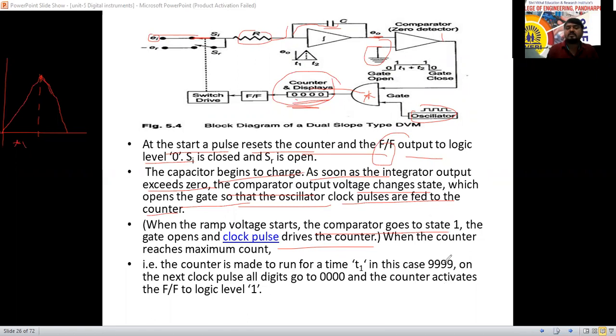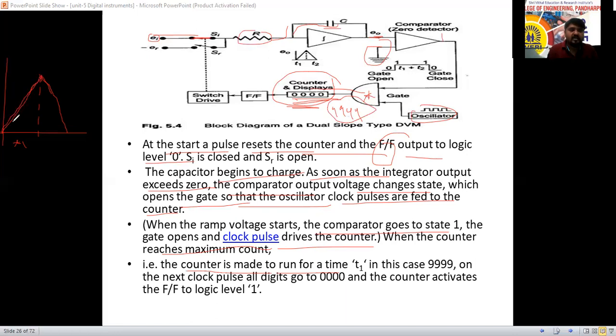When the counter reaches the maximum count, it is going to count 0, 0, 0. Maximum count is nothing but 9999; we are going to consider 9999 decimal numbers here. It reaches the maximum count, that is, the counter is made to run for a time T1. So for T1 it is going to increase and charge the capacitor.